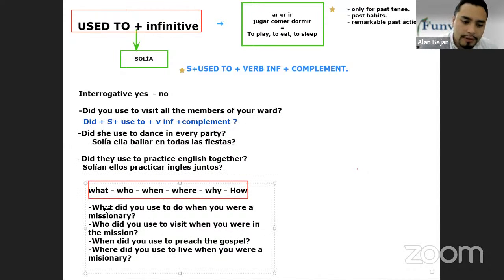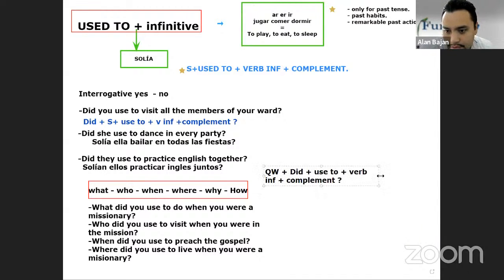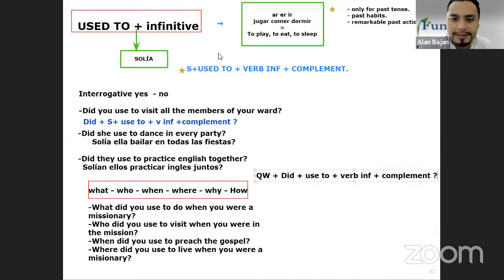First, you will have the question word, plus did, the auxiliary, plus the phrase use to with no d, plus the verb in infinitive, plus the complement and the question mark. This is basically the structure.